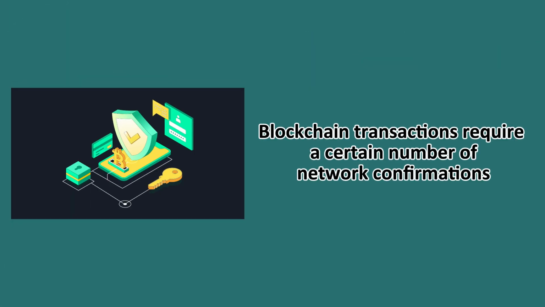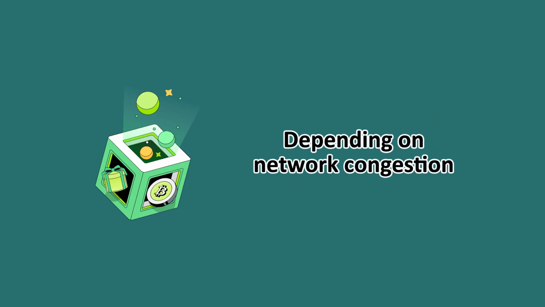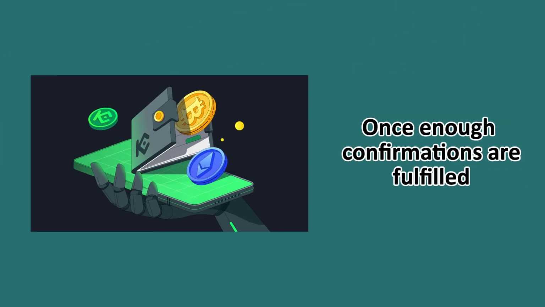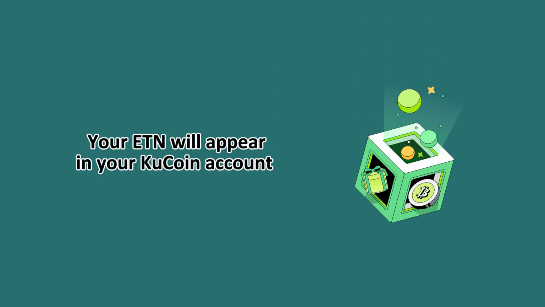Now, the blockchain transactions require a certain number of network confirmations before they are credited to your exchange account. This can take anywhere from a few minutes to an hour or more, depending on the network congestion and KUCOIN's required confirmations for ETN. Once all the confirmations are fulfilled, your ETN will appear in your KUCOIN account.